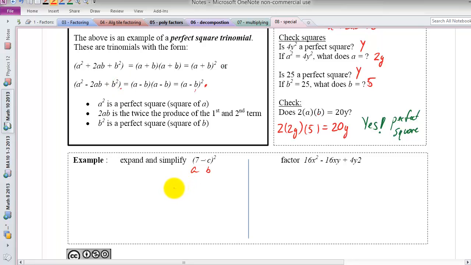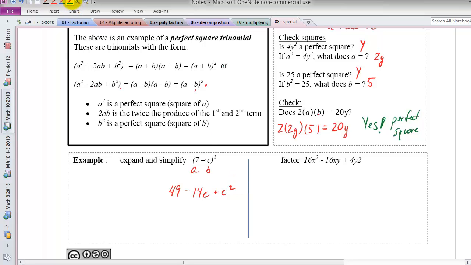So a squared is 49, minus 2ab, which is 2 times 7 times b. So that's 14b, sorry, 14c. And b squared is c squared, so it's plus c squared.